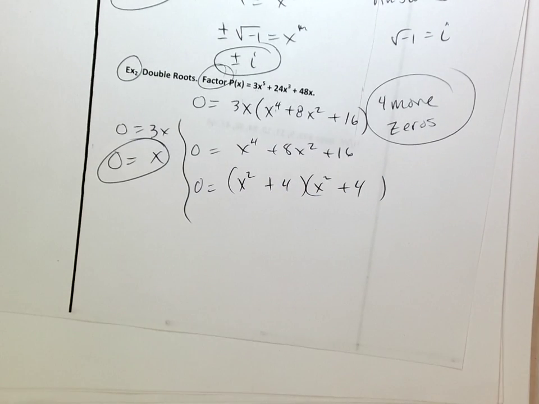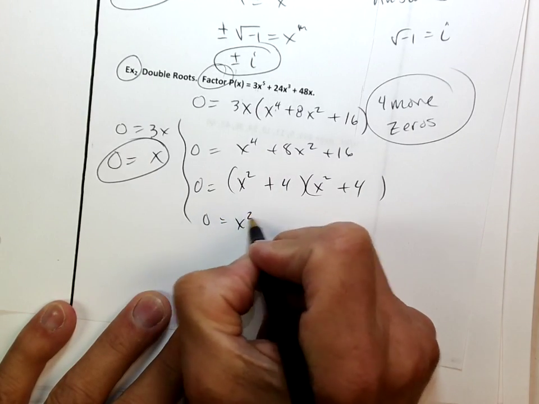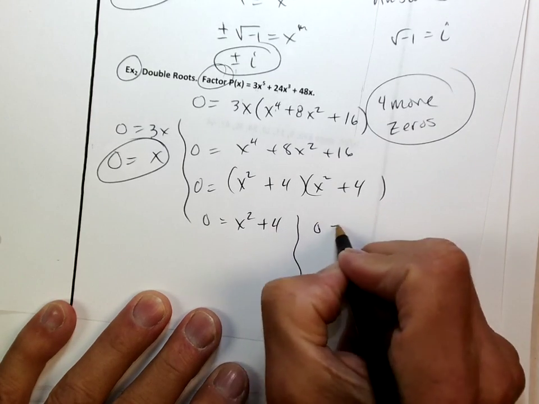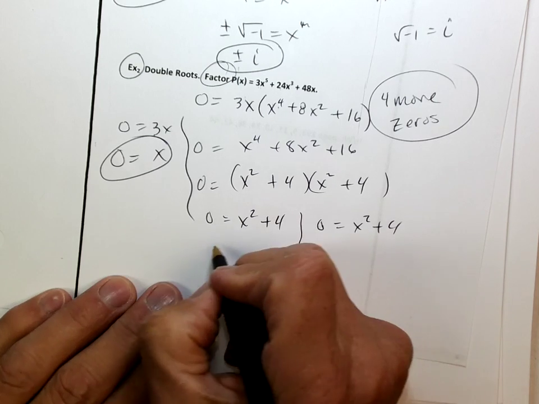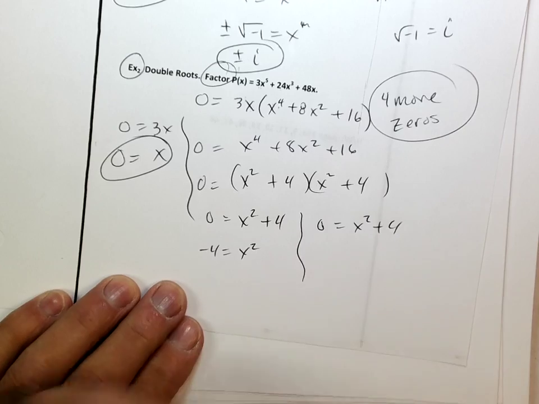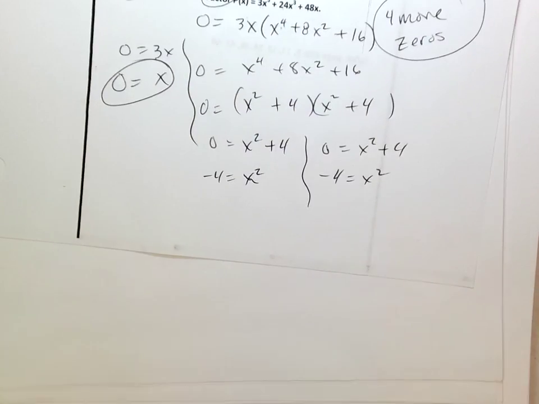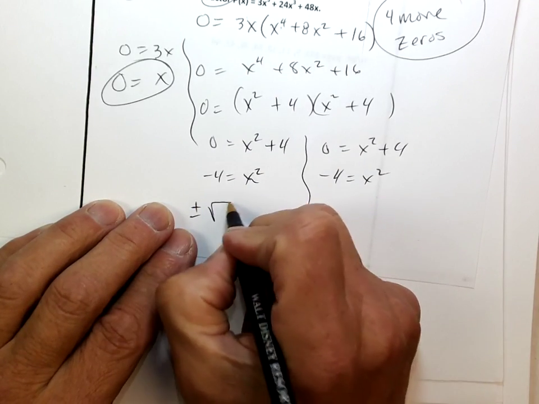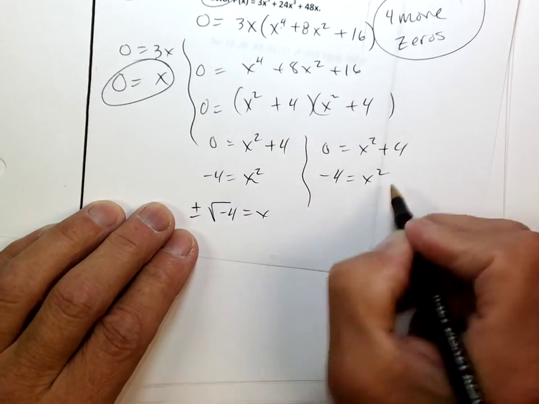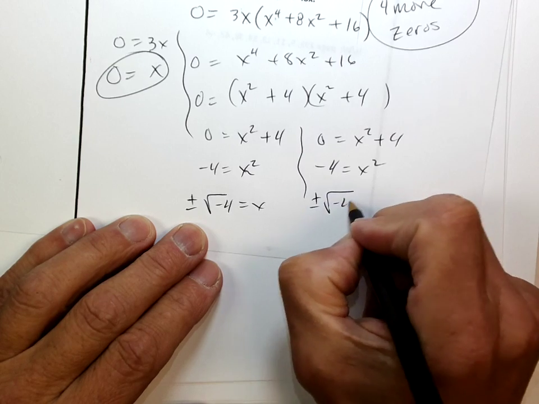So then, this won't factor, but let's go 0 equals x squared plus 4. Nice job, Ryan, by the way. 0 equals x squared plus 4. Now we're going to get the same answers twice. That's what happens when you get double roots, right? Minus the 4, over here, minus the 4. We're going to get the same answer, but I'm just going to solve them anyway because I need 4 answers. Square root, plus or minus the square root of negative 4 is equal to x, and same thing here. So I get plus or minus the square root of negative 4 equals x.